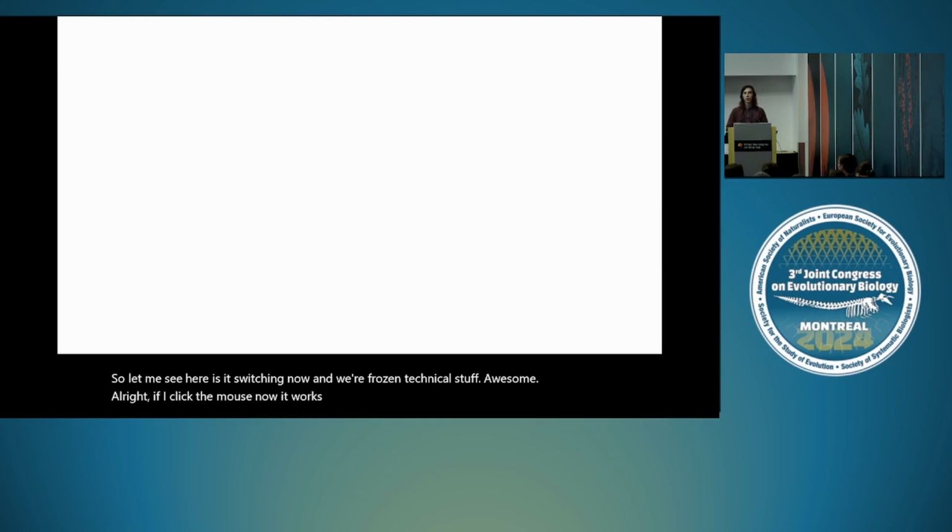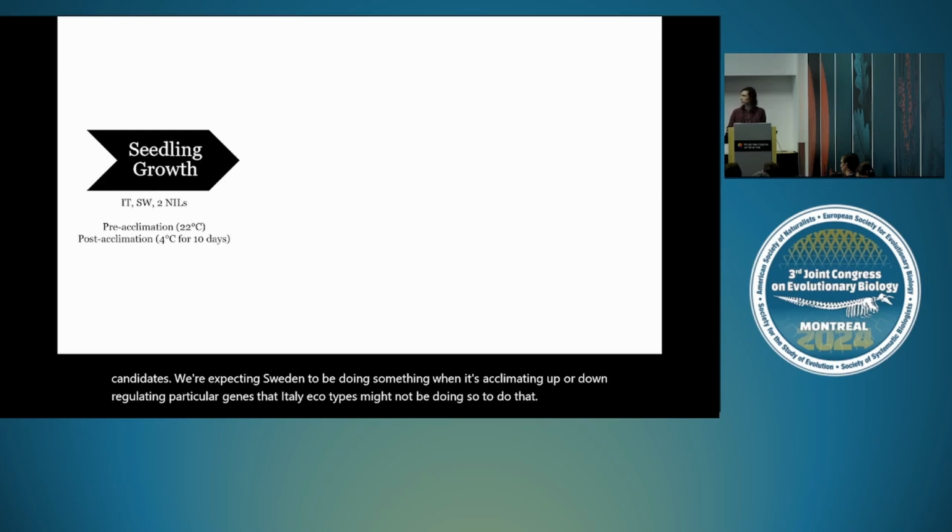So we're looking specifically for cold responsive genes in this region of interest now, because we should expect that genes that change their expression during cold acclimation are going to be our most likely candidates. We're expecting Sweden to be doing something when it's acclimating, up or down regulating particular genes that Italy ecotypes might not be doing. So to do that, we grew seedlings in 2 different conditions, the Italy and Swedish ecotypes, along with 2 of those nils that we looked at previously.